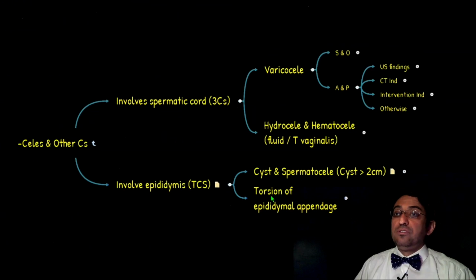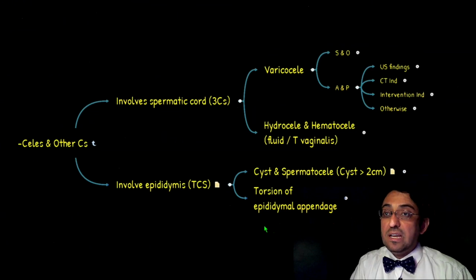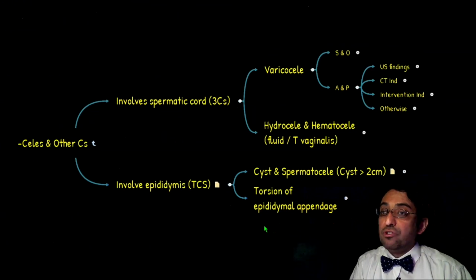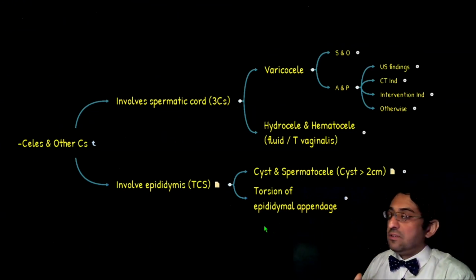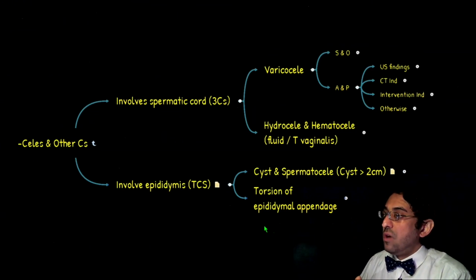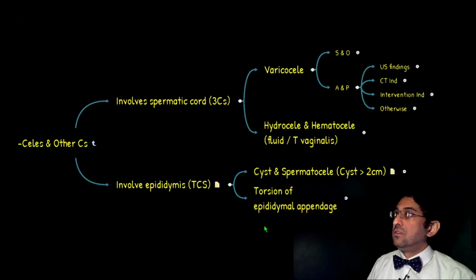But if there is the blue dot sign and is painful, we perform Doppler to rule out torsion. And if torsion is ruled out, we are dealing with epididymal appendage torsion. And in that situation, we manage it supportively. So this is our discussion of chronic scrotal symptoms other than the testicular cancer.